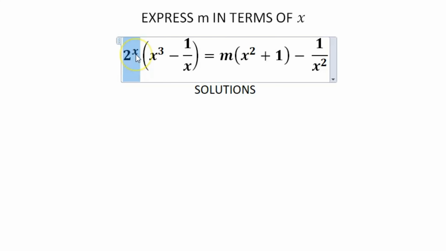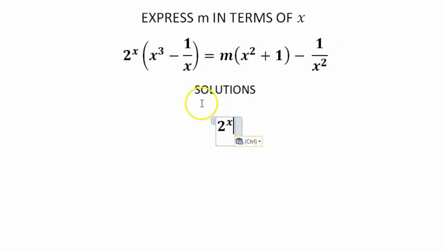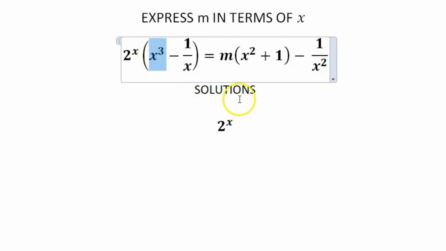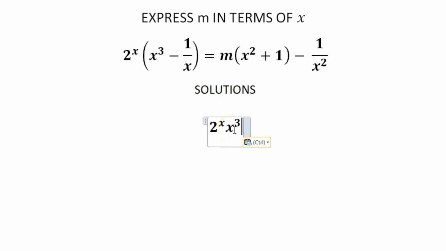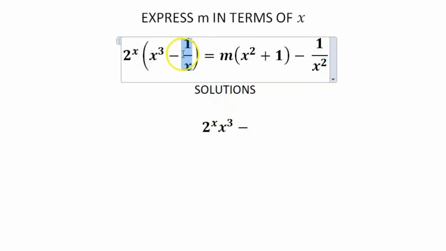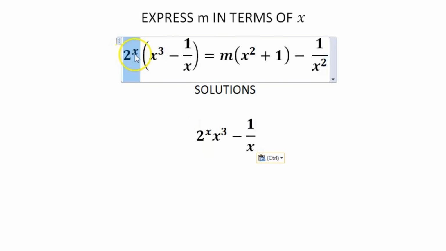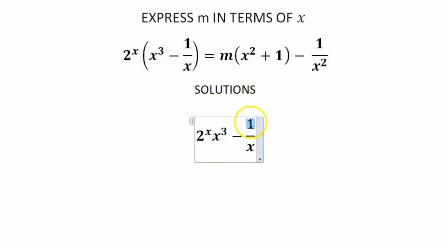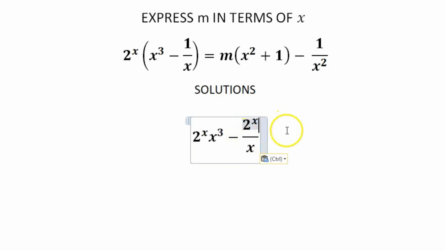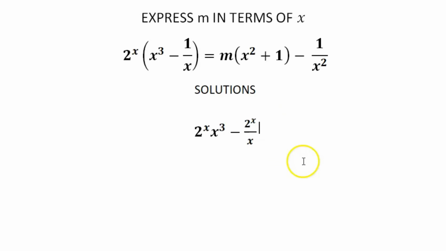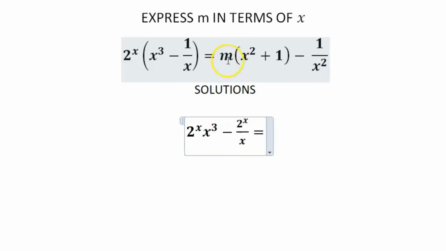So we multiply 2 raised to the power x, or 2 power x, with x cubed. And then minus, we have 1 over x, but we have to power it with 2x. We have to fix this there, add to the power, because it's multiplying and it comes to the top. Good. In doing that, we continue by going to the other side of the equal to sign to now expand this as well.